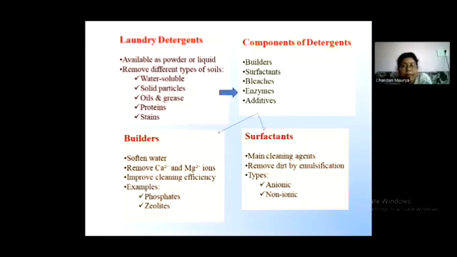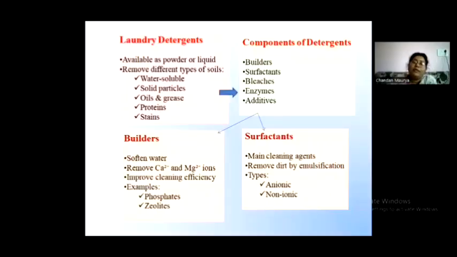Let's start with builders. Builders, also called chelating or sequestering agents, are water softeners. Most domestic water supplies contain some dissolved minerals, especially in hard water areas. The metal cations present in these dissolved minerals, particularly calcium and magnesium ions, can react with surfactant to form soap scum, which is much less effective for cleaning and can precipitate onto both fabric and washing machine components. Builders remove mineral ions responsible for hard water through precipitation, chelation, or ion exchange. In addition, they help remove soils by dispersion.